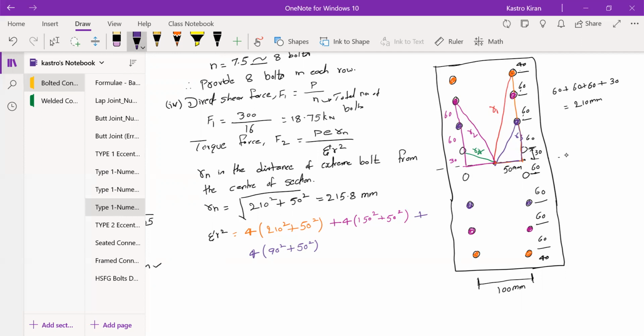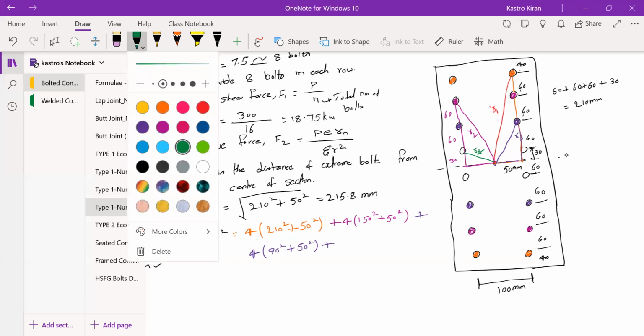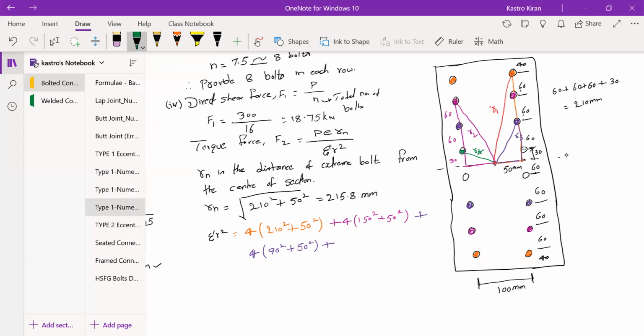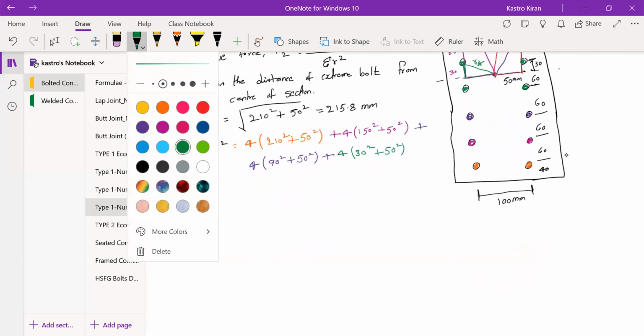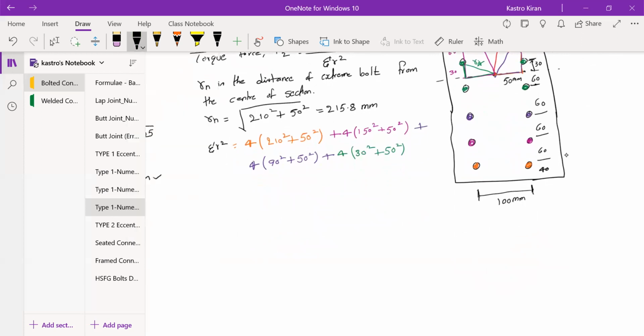Now let's look at the other value, that is R4. The R4 corresponding bolts are 1, 2, 3, and 4. These are the 4 bolts corresponding to R4. The distance from here to here is just 30, so that is 30 square plus the horizontal distance 50, 50 square. If you solve for all these values, you will get summation R square value as 342400 mm square.